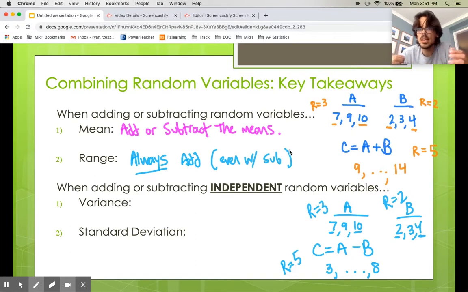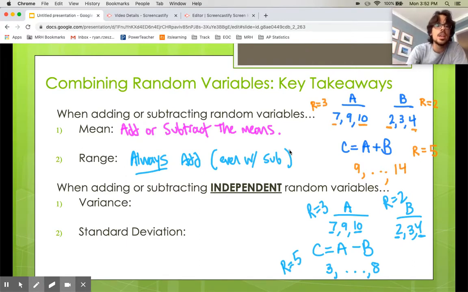Okay. Now I like doing that with range because range is the easiest measure of spread to understand. The same logic applies to things like standard deviation, other measures of spread that we've learned about here. Even when you subtract random variables, you're taking two different things with variability and you're still combining them somehow, meaning your result will be even more variable than the old one. So even when you subtract, you have to add measures of spread.